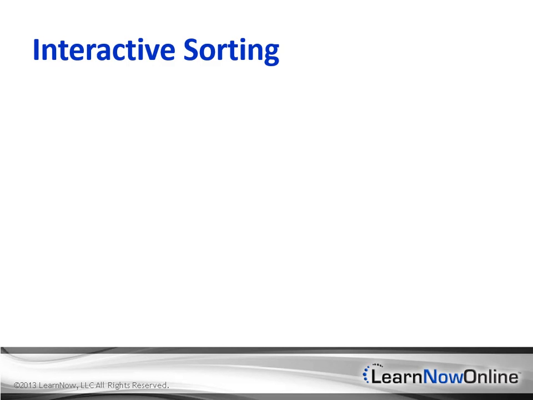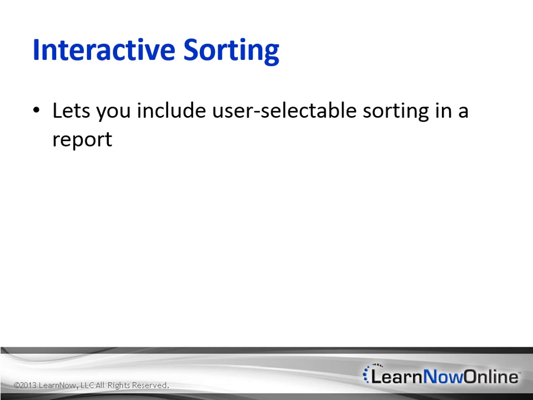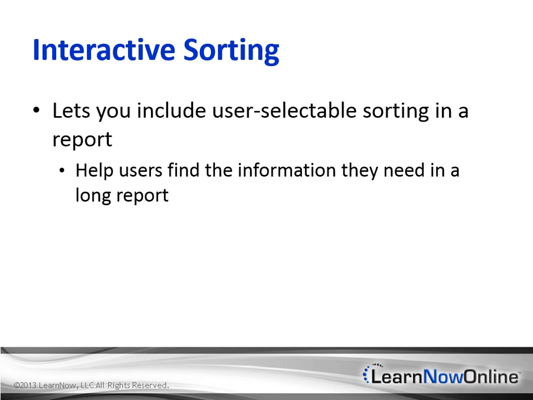Reporting Services includes a feature, Interactive Sorting, which lets you include user-selectable sorting in your reports. This can be a way to make a report far more useful to users when viewed online, letting them sort the data in limited ways. This can help them find the information they need more easily than scrolling through infinitely long reports in a fixed order.